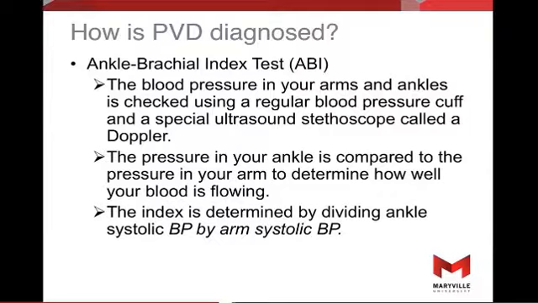So with an ABI, the blood pressure in the arms and the ankles is checked using a regular blood pressure cuff and a special ultrasound stethoscope called a Doppler, which all offices are going to have, along with a blood pressure cuff. The pressure in the ankle is compared to the pressure in the arm to determine how well blood is flowing. And the index is determined by dividing the ankle systolic blood pressure by the arm systolic blood pressure.